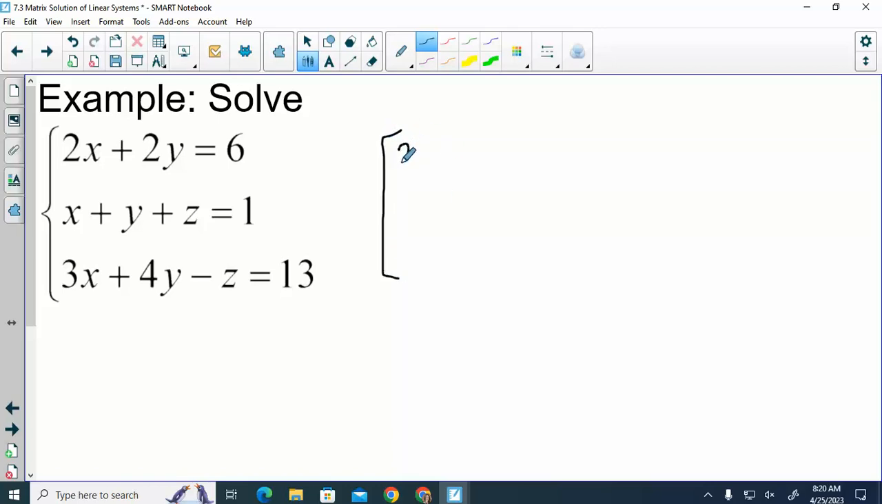You'll notice that the first equation does not have a z, so you have to put a 0. So I already had a 0. Great. We'll probably mess it up as we work through, but that's fine.